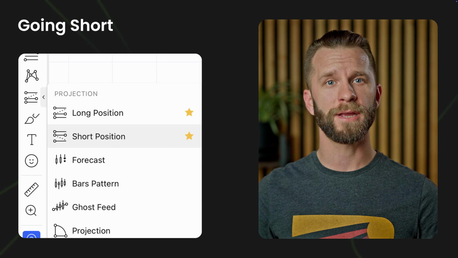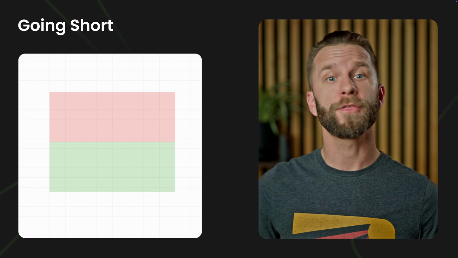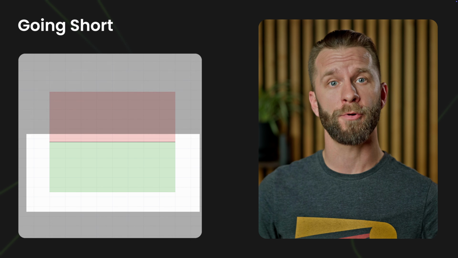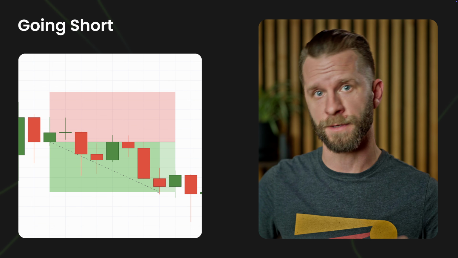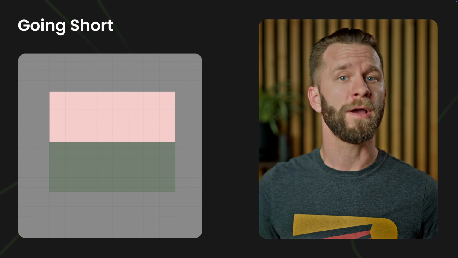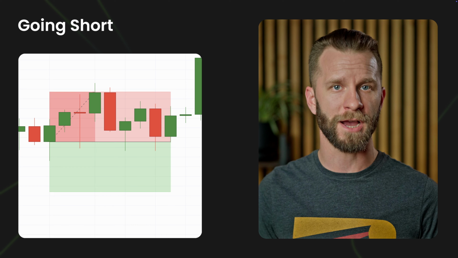Looking at a short entry, the visualization flips. The green area appears below the entry point, showing profit when the price moves down, and the red area above represents losses if the price rises.